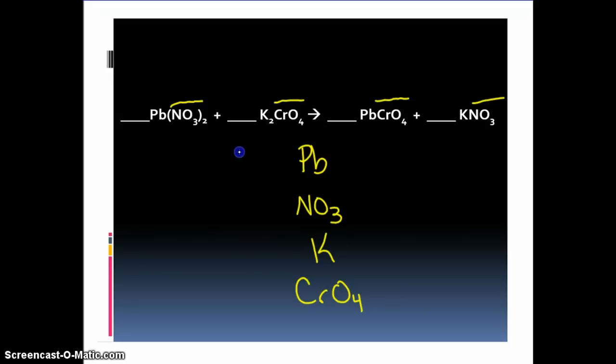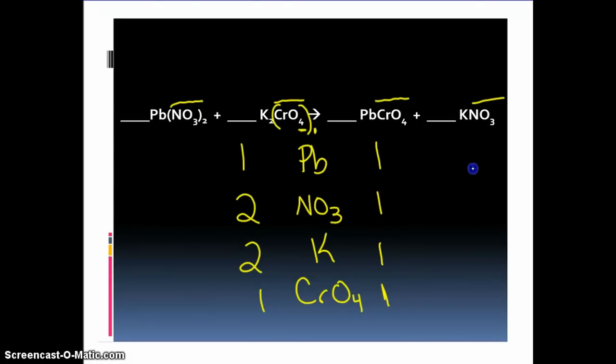Okay, we got 1 Pb, 2 NO3s, 2 Ks. Now CrO4. You might want to say we have 4 of them, but we do not. Remember, CrO4 is like this. So really you just have 1. Okay, over here you have 1 Pb. Again, you don't have 4 CrOs, you have 1 CrO4. Alright, and you got 1 K and 1 NO3.